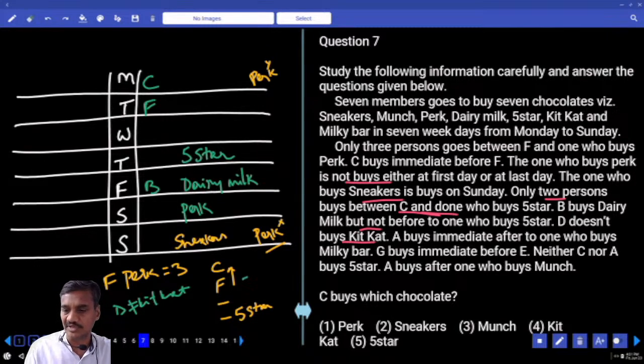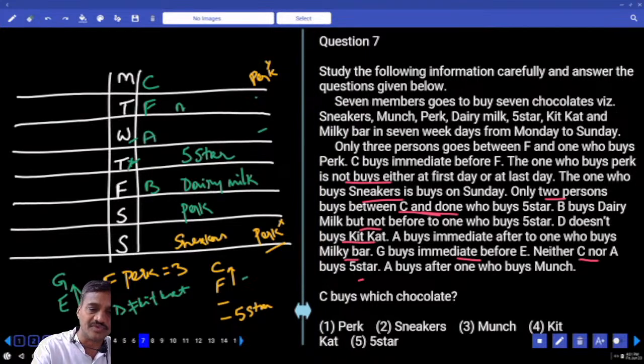The next one: A buys immediately after the one who buys Milky Bar, and G buys immediately before E. If Milky Bar is here, A will be here. There are two different possibilities. Neither A nor C buys 5 Star, so A cannot be at this place. As A cannot be here, A is here, and the one who buys Milky Bar is here.